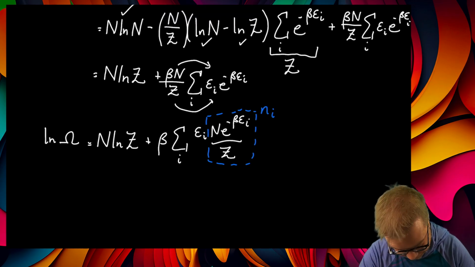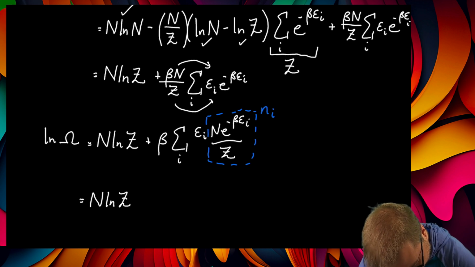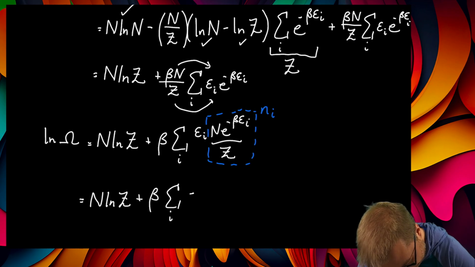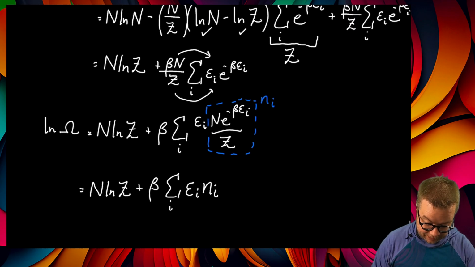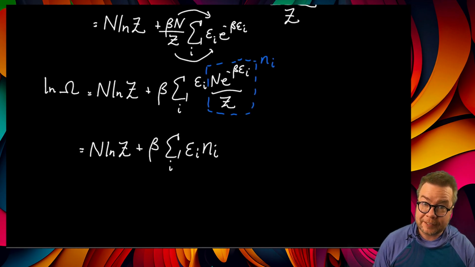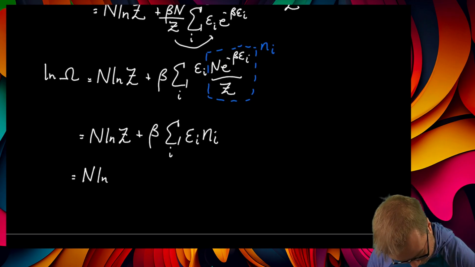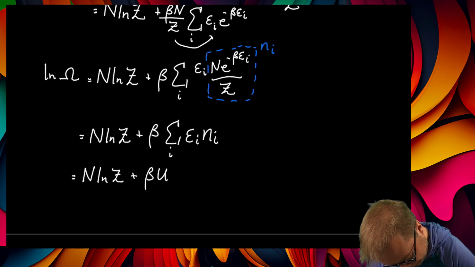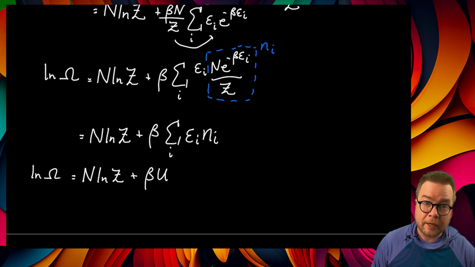Okay, so this is going to simplify a little bit, and we've got n log of z plus beta summation over i epsilon i n sub i. Oh my God, but what is that, right? That's the internal energy. Epsilon i n sub i added up over all i is just the internal energy. And so this gives us n log of z plus beta times the internal energy of the system. And again, that's equal to log omega.